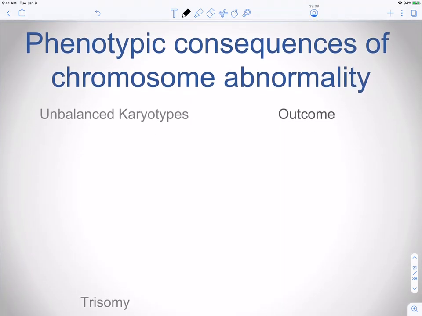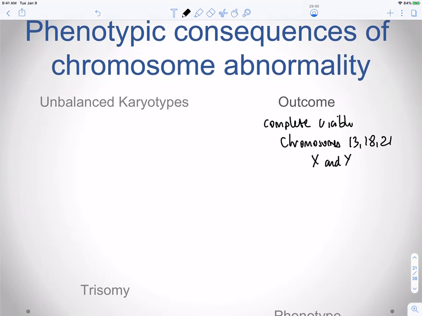Now, when you talk about your trisomies, if you have complete trisomies, they are viable for chromosomes 13, 18, 21, X, and Y. Now, for your trisomies, the phenotype is going to depend on the size of the unbalanced segment, whether it's a full chromosome or a partial chromosome, which regions and which genes are going to be affected.